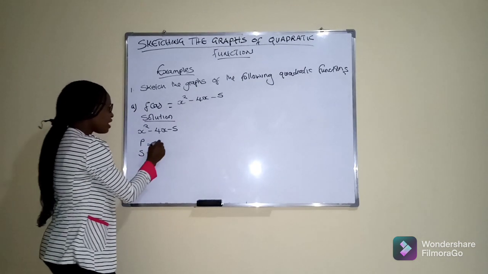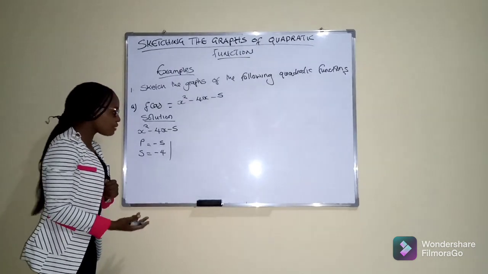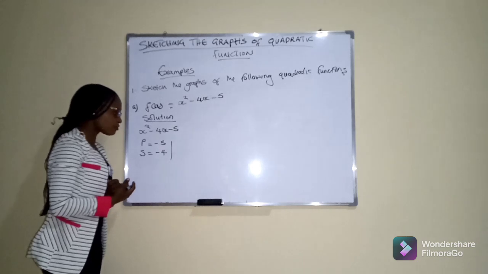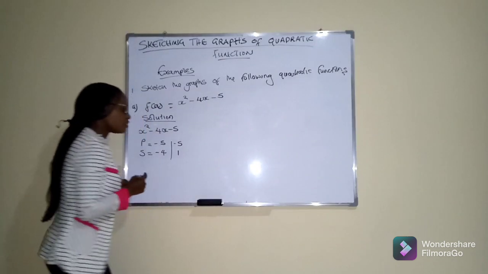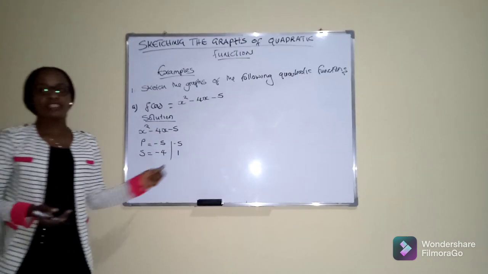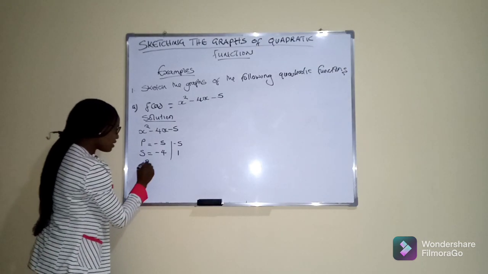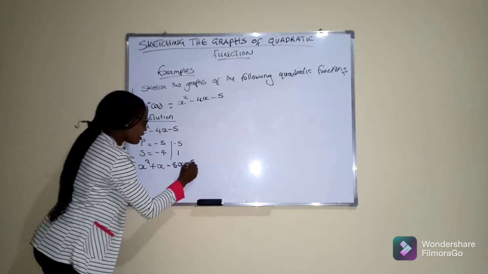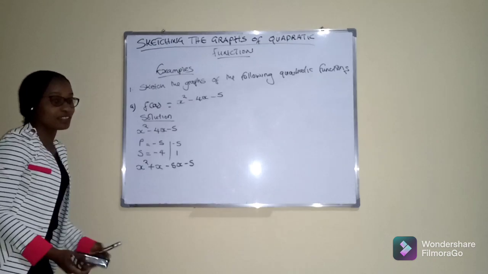Well, we need to know the product and the sum. From the product, we have -5, and we have -4. So we need to look for two numbers that when we multiply them, we get -5, and when we add those two values, we get -4. From here, we can have -5 and +1. And if we have such, this simply means that we can write this as x squared plus x minus 5x minus 5.